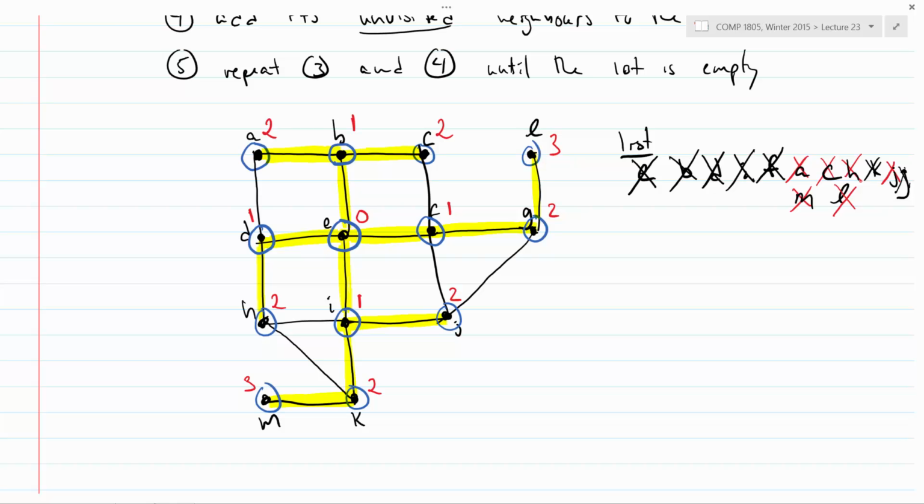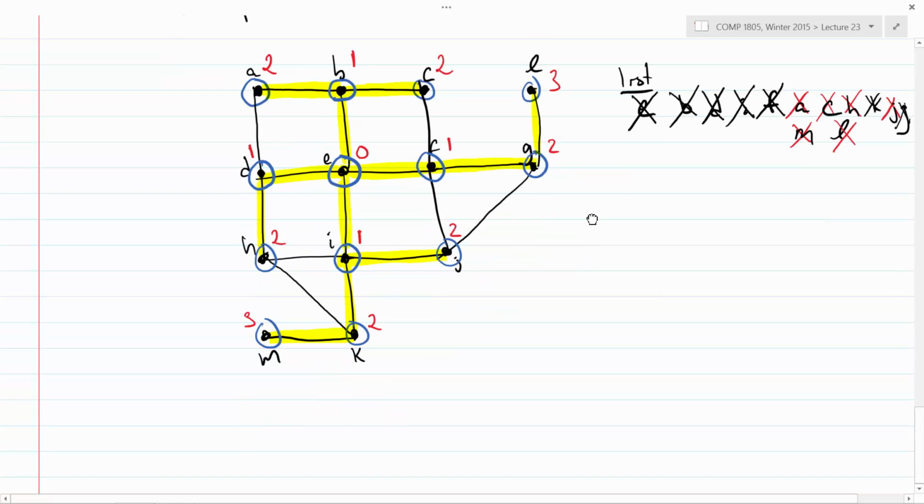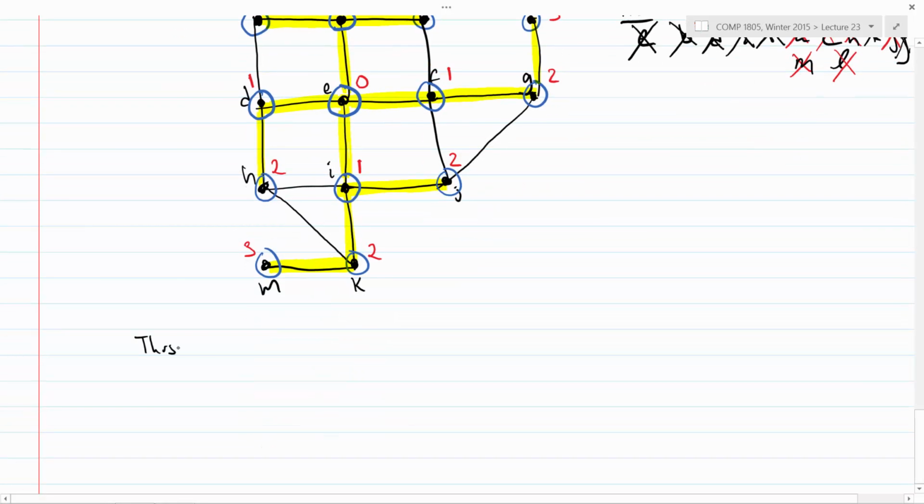So let's write that down before we even go any further. So this also produces a spanning tree. Other questions? Okay, so let's make our second observation. Our second observation is that it also gives the length of the path with the fewest edges from the start node to any other node.